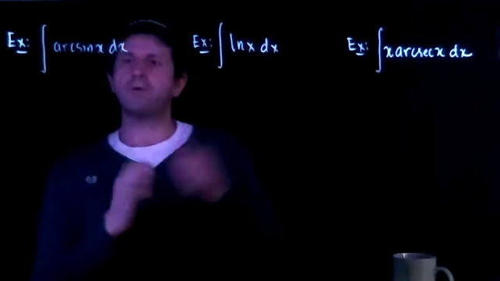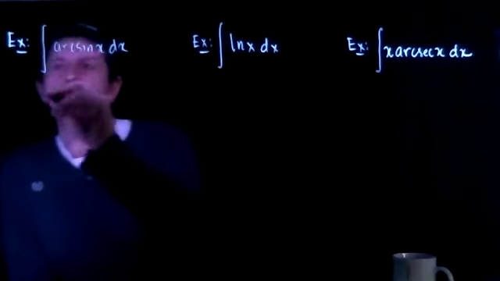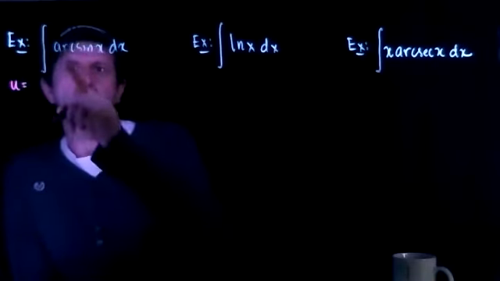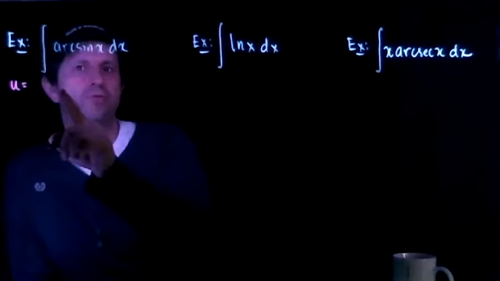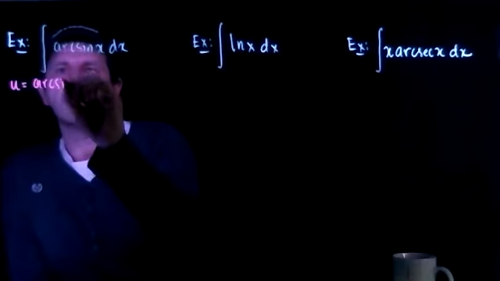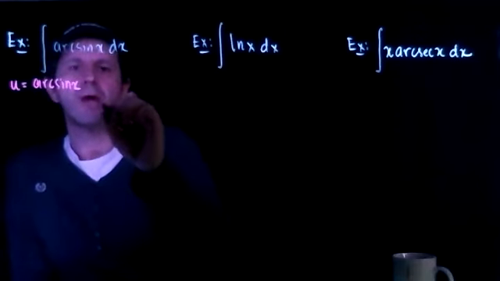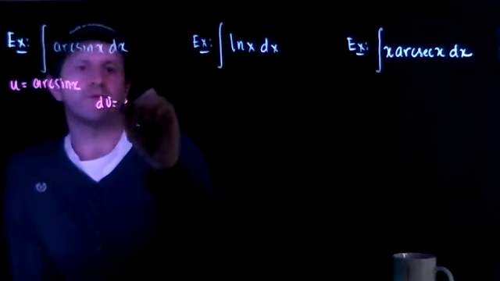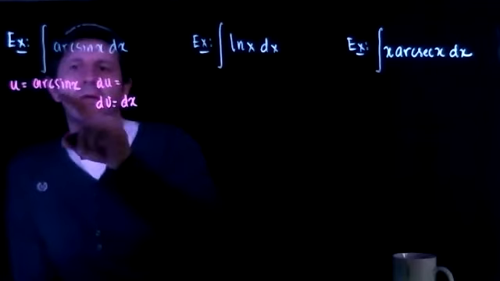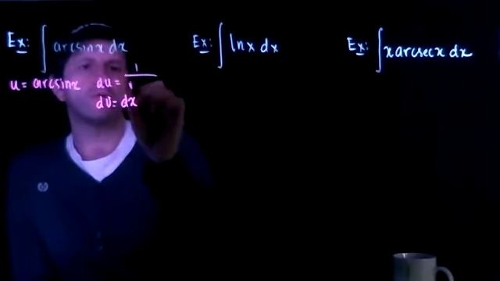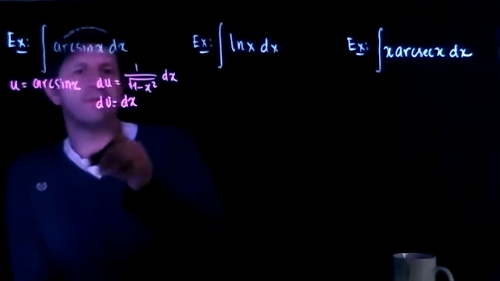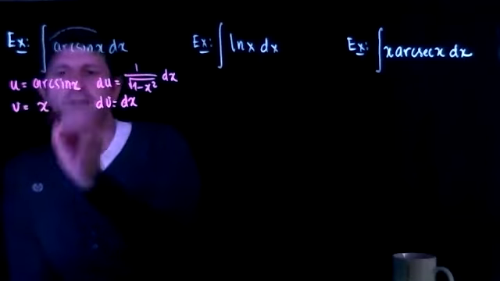All right, so we'll do it by parts. What's going to be u? So u is arcsine. Very good, because inverse trig is priority. So arcsine of x, and dv, of course, whatever's left is just dx. And then du, the derivative of arcsine, is 1 over the square root of 1 minus x squared dx. And if dv is dx, then v is just x.